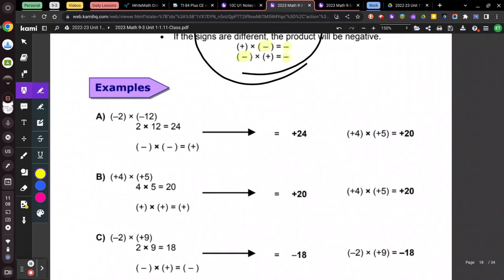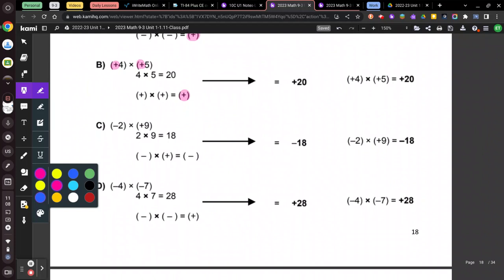So the first thing we're going to do, all we're going to do is identify the signs. So I've got negative times a negative. 2 negatives give me a positive answer. The signs are identical. Okay, when the signs are identical, it's always a positive. The next one, I have 2 pluses, no negatives at all. I'm always getting a positive.